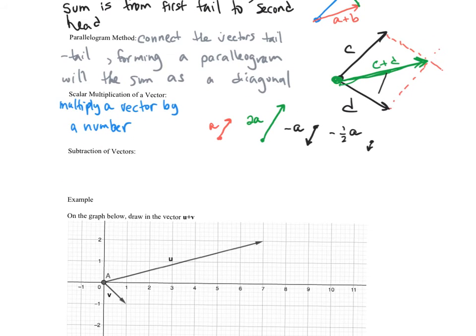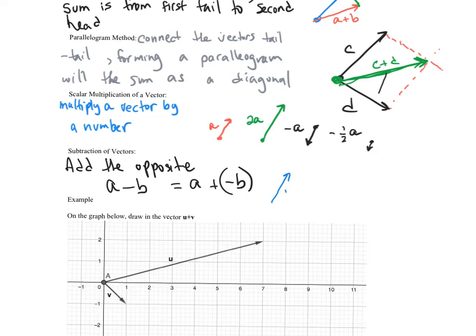Sometimes you also want to subtract a vector, but when we subtract a vector, we really don't subtract, we're really just going to add the opposite. So if we want vector A minus B, we're really just making A plus the opposite of B, because we know opposite of B just goes the other way.